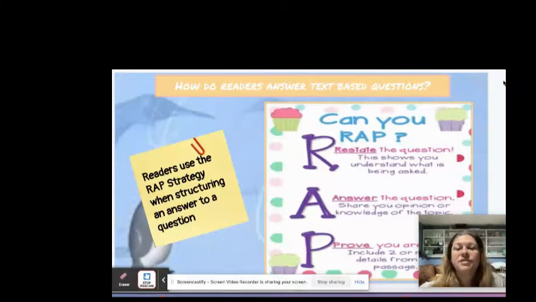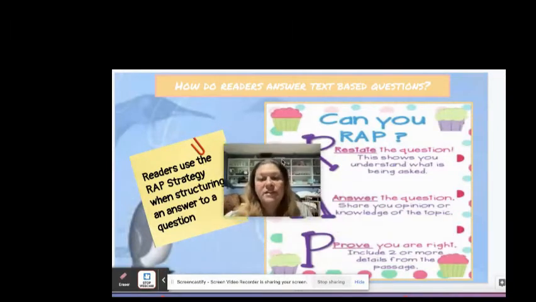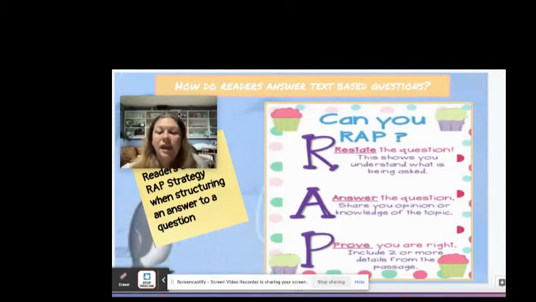How do readers answer text-based questions? Readers use the WRAP strategy when structuring an answer to a question. We've had a little bit of practice on using the WRAP strategy, right? We restate questions, and this shows that you understand what is being asked, and we answer the question by using words from the question to start our answer, and we prove by providing two or more details from our passage.